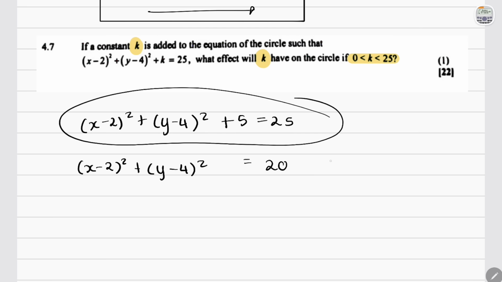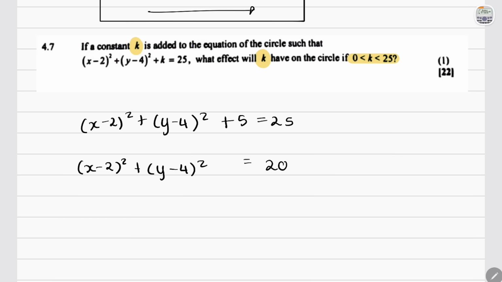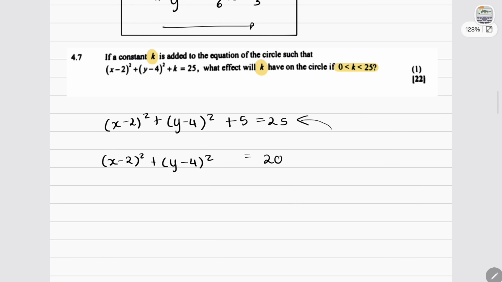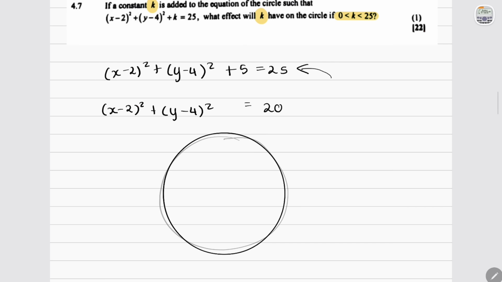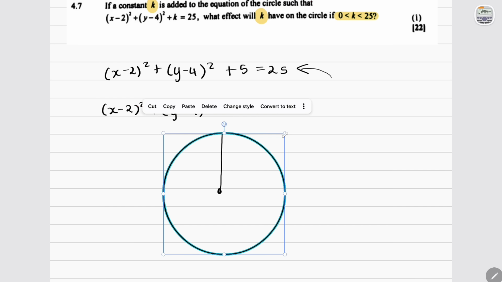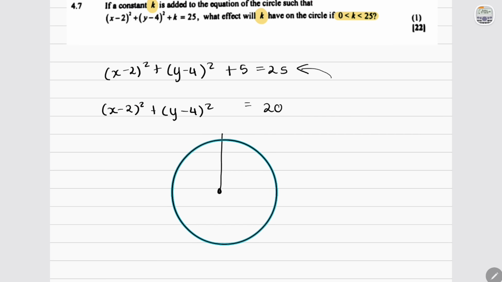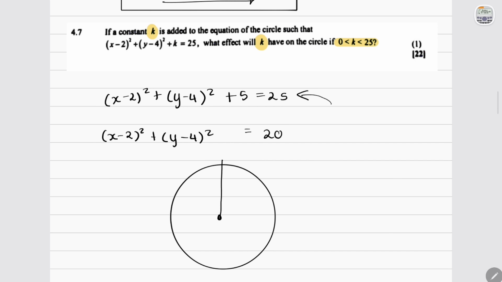Do you see what changed between this and this? This would be the radius, r squared, that changed. So the size of the radius is going to change. You would have a circle that used to have 25 as r squared, or 5 as your radius. But now that radius is going to decrease. So you're going to have a situation like that. The square root of 20 is 2 square root 5, so we know it's going to decrease.